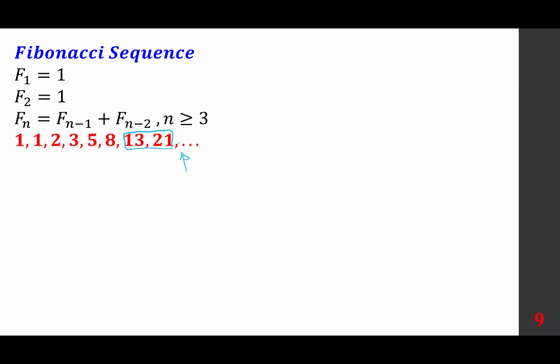All you have to do, add up these two numbers, and it's 34, and you can continue. If I want the next one, I add up 21 and 34, and I get 55, and so on.